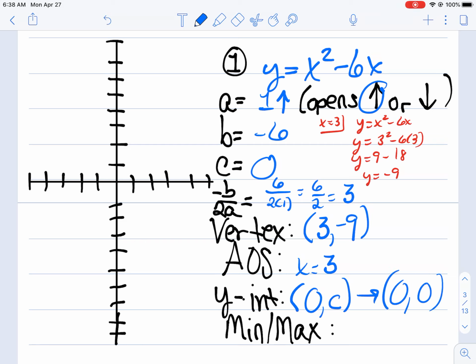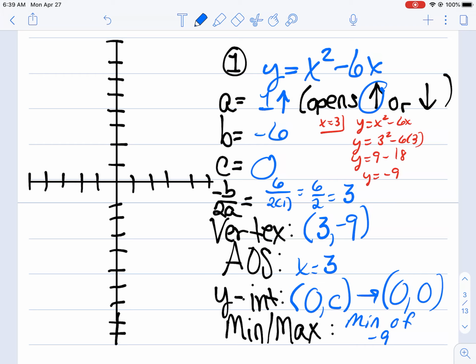All right? Now, minimum or maximum value. The minimum or maximum value, just like an absolute value equation, occurs at the vertex, okay? And it's the y-coordinate. So when I'm looking for min or max value right here, I'm looking at this value right there, all right? So the min or max value this time is negative 9. Now, is it a minimum or a max? Well, it depends on if the graph opens upward or downward. And since this graph opens upward, the vertex is a minimum. So it's going to be a minimum value of negative 9.